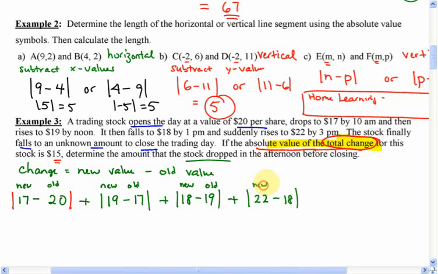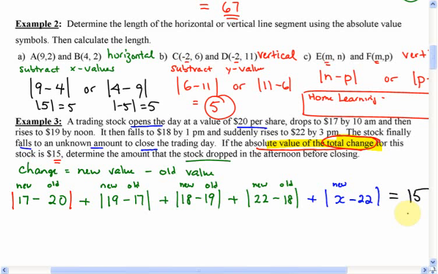And then this is the tricky part. It says the stock finally falls to an unknown amount. I don't know what the unknown amount is, do I? So what should we do when we don't know something? X. So here's your new, which is your final price. X minus, what was my old one then? What am I comparing this to? 22. Now, what is this whole thing equal to? 15, bravo. This represents the total change.